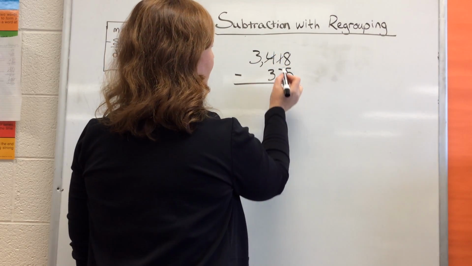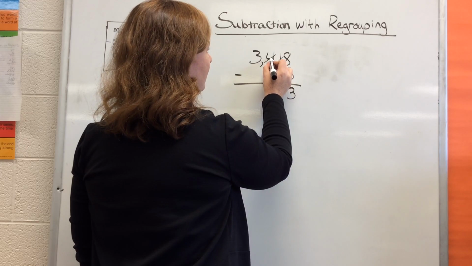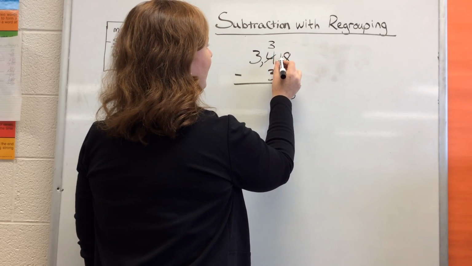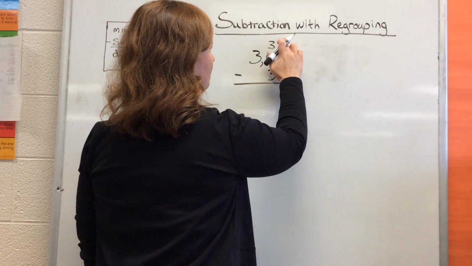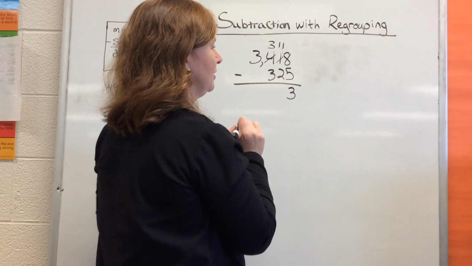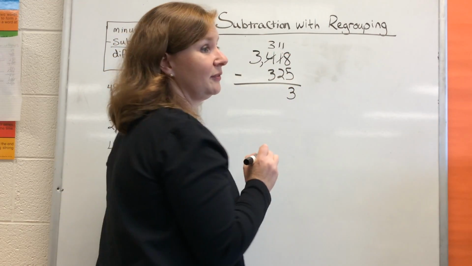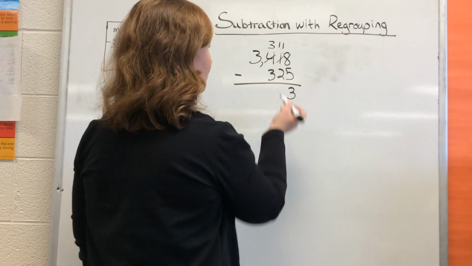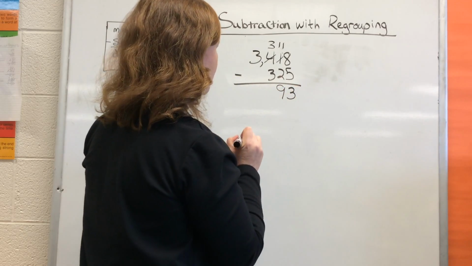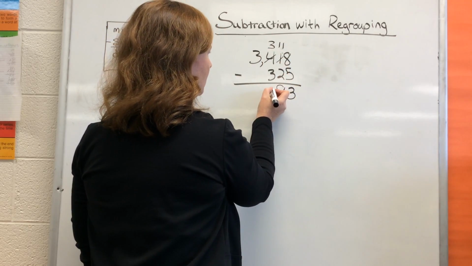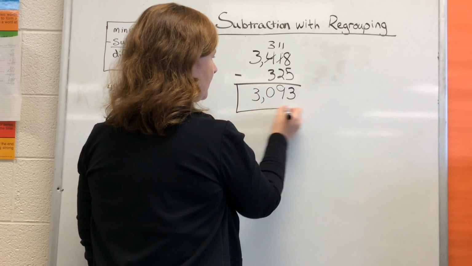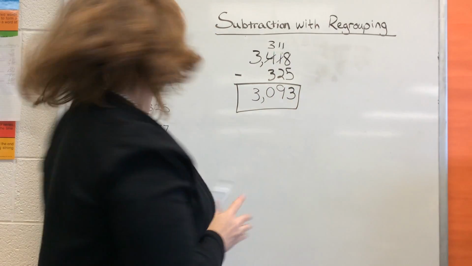do when I'm regrouping. I will take this 4 and make it into a 3, subtract 1 from that digit, and I will add 10 to this digit, making it an 11. This was a 1. When I add 10 to it, it gets to be 11. In other words, I'm just putting a 1 before this digit. Okay? So if it was 1, it becomes 11. 11 minus 2 is 9. And 9 goes below that column. 3 minus 3 I can do. I get 0. And 3 minus nothing is 3. So my difference is 3,093 in this problem.